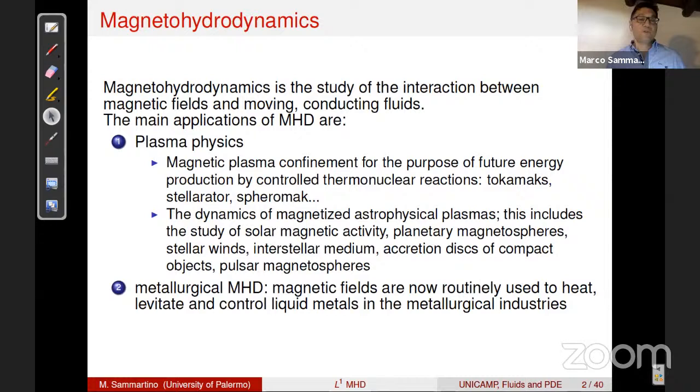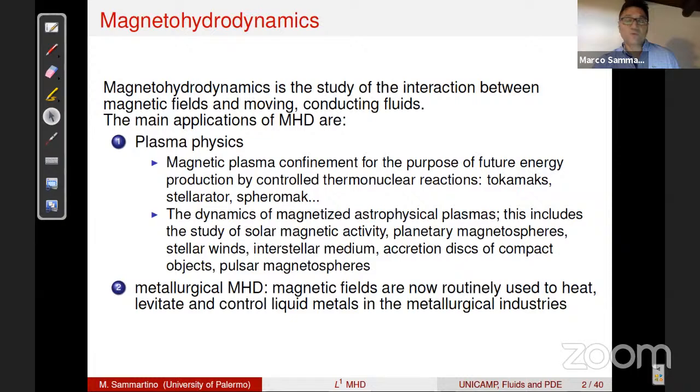Another important field of plasma physics is, of course, astrophysics, in which stars, for example, are made of plasmas. But not only stars: there are also the magnetospheres of many planets, in which the magnetic field is very strong. Also the stellar winds and interstellar medium are fields of application of plasma physics. And another situation in which we have plasmas is the accretion disk of objects like black holes, white dwarfs or neutron stars.